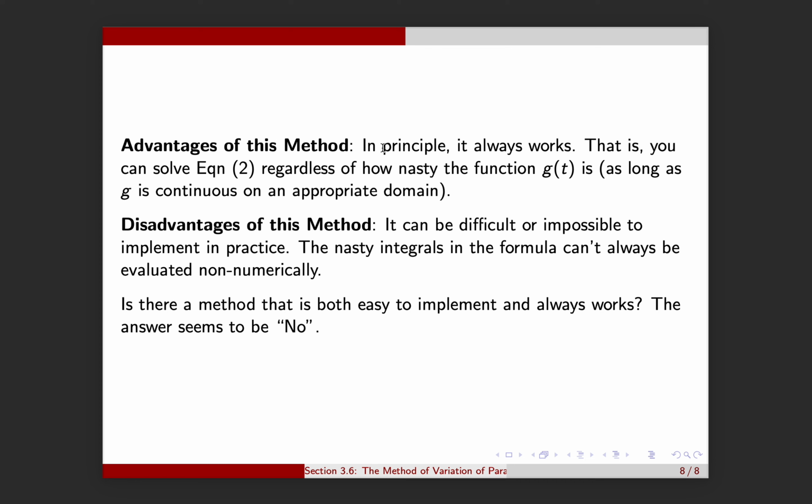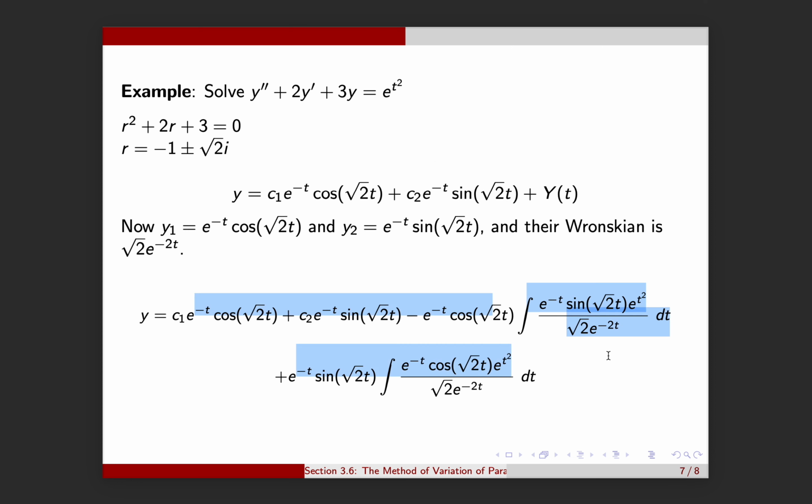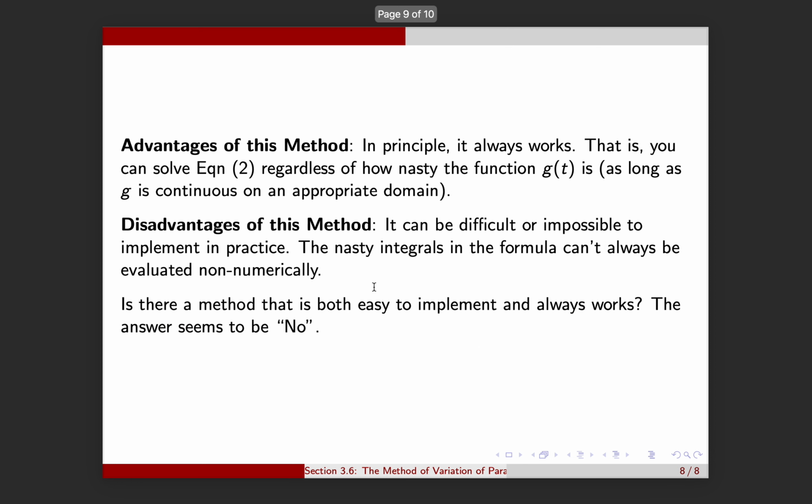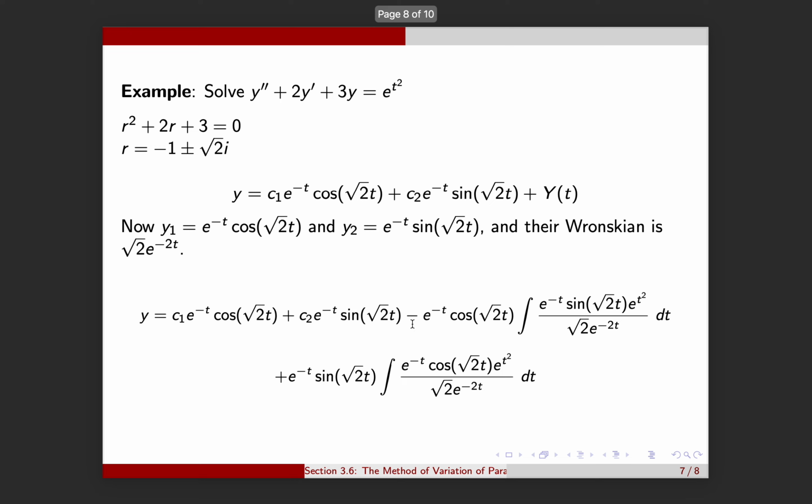Okay, so to conclude this section, why would you do the method of variation of parameters? Because in principle, and a lot of stress on that phrase, in principle, it always works. So you can solve equation 2 as long as g is continuous. No matter how nasty that function is, you just might have to write this kind of thing down. So the disadvantages, I think, are obvious. In practice, you might not be able to do much. You might just have to stop here and say, I don't know, shrug.